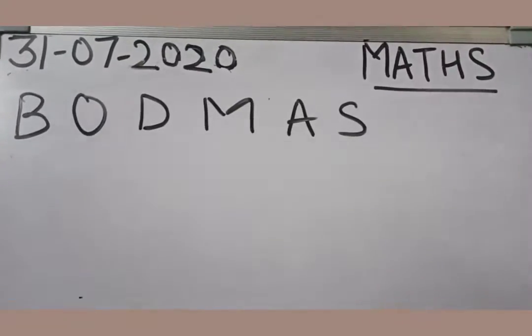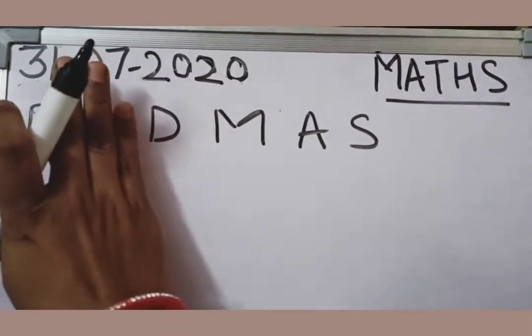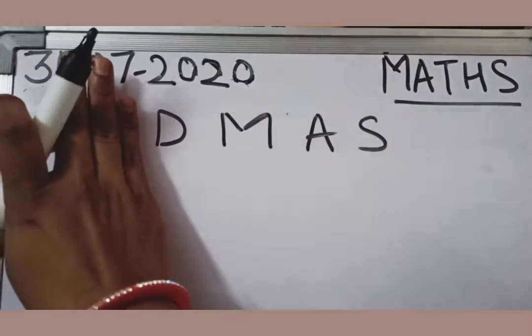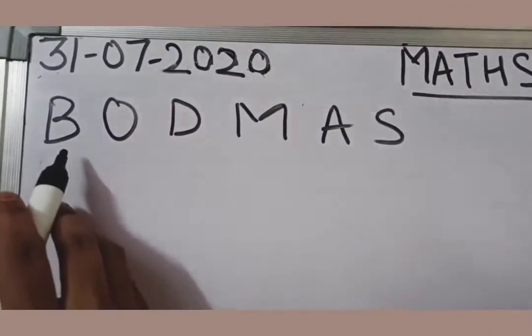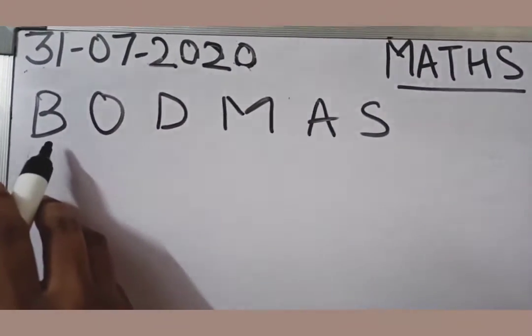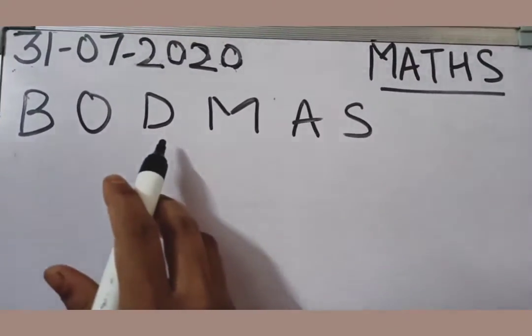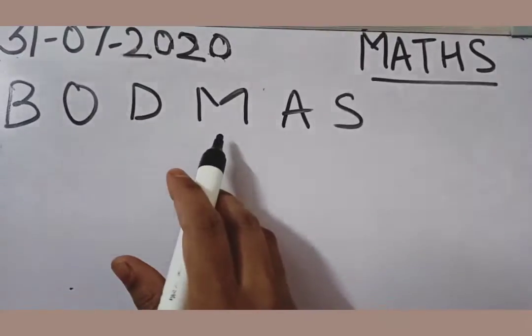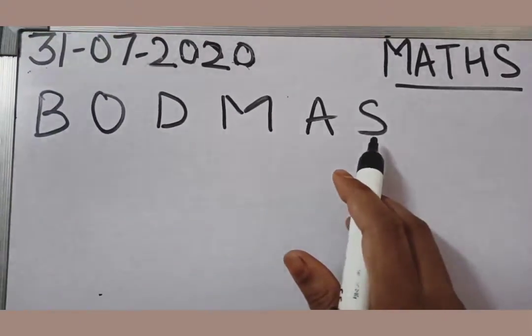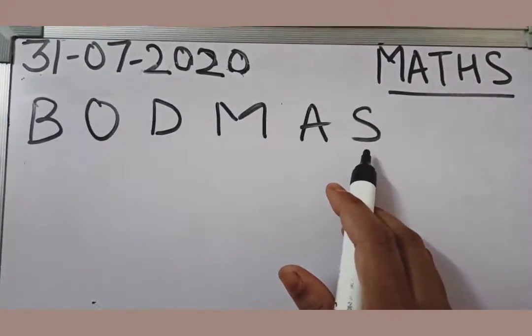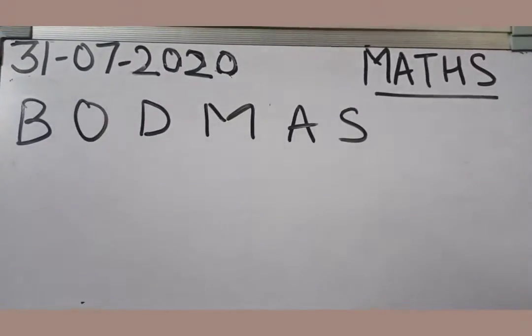Now this is the next version after the word DMAS. This is something we have done yesterday. Now B and O. B stands for bracket and O for the order. D is division, M multiplication, A addition and S is subtraction. So let's see one question.